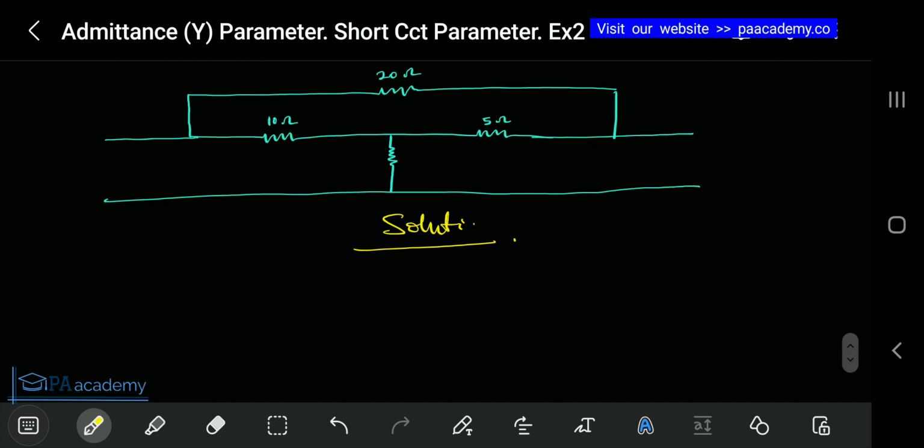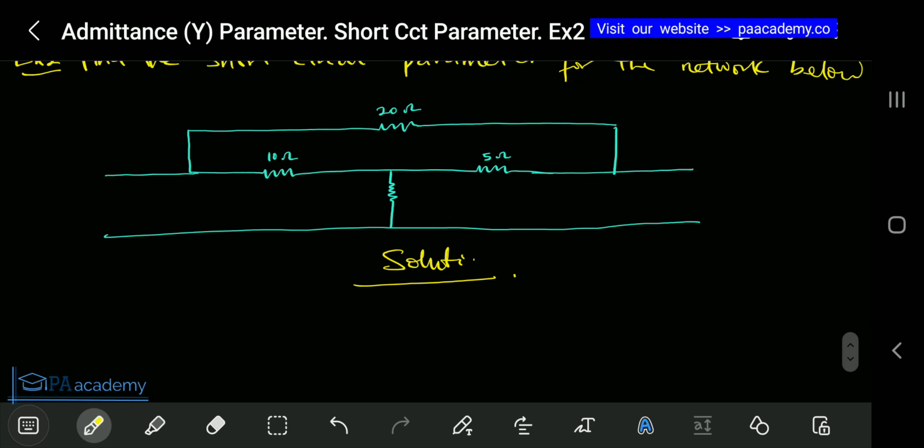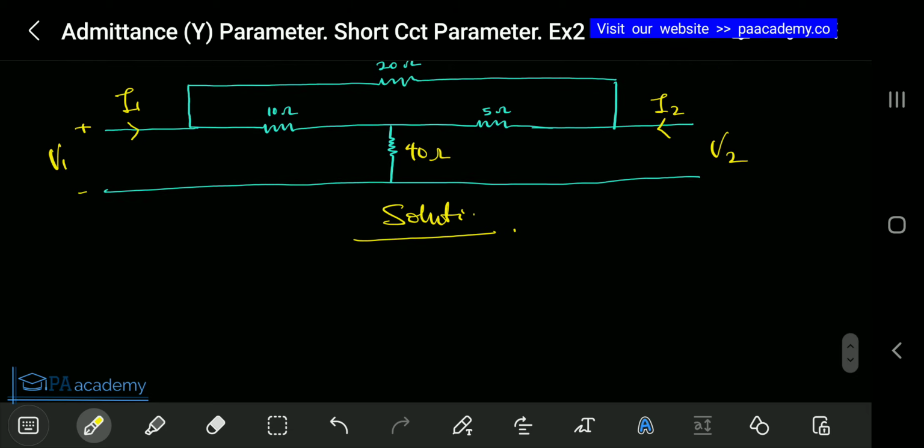Okay, so in solving this question, you can now go ahead and introduce the V1 and the V2. Exactly. So that means this will be our V1, this will be our V2, positive, negative, and the direction of current will be like this for I1, and here will be our I2 in this direction. Exactly. Okay, so this place should be 40 ohms.